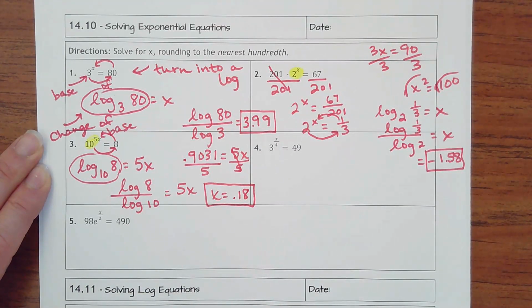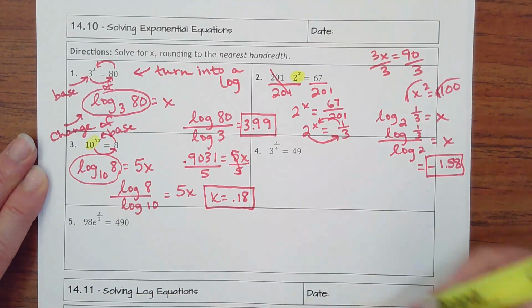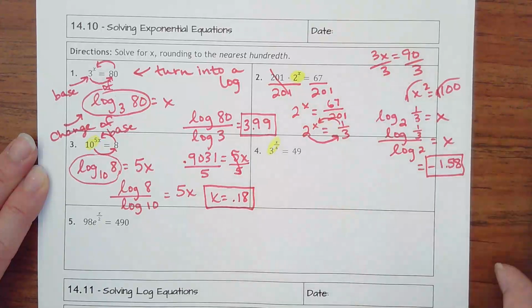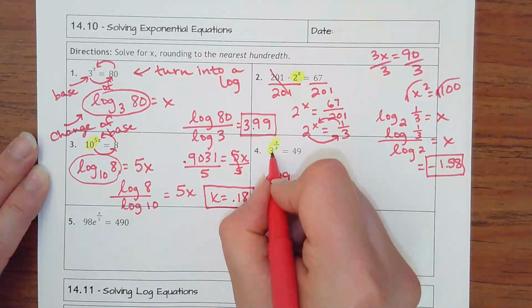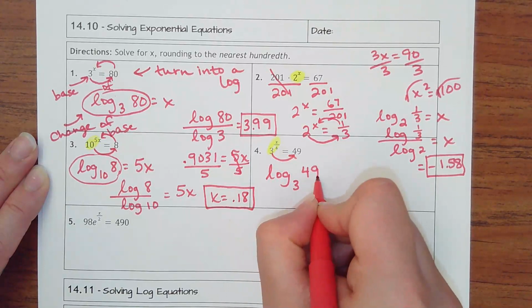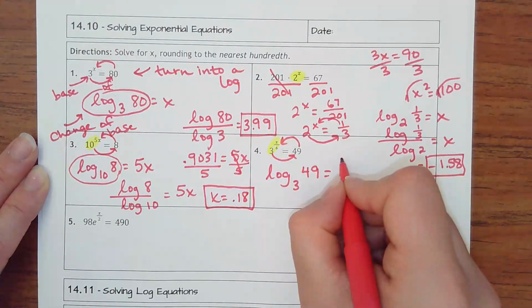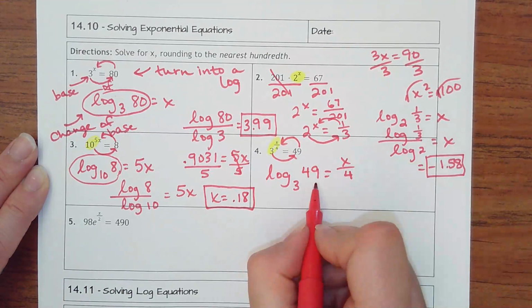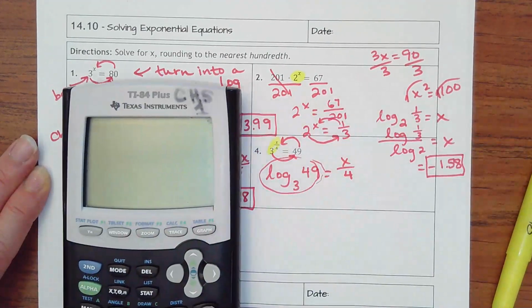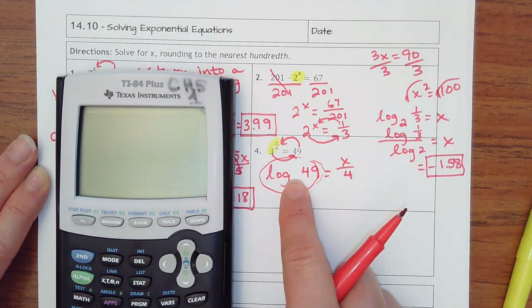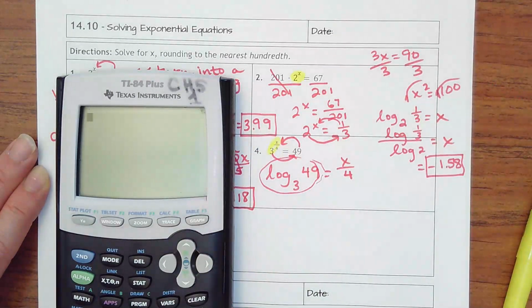All right, and then number 4 is similar to that too. The exponential part's by itself, so I'm going to turn it into a log. Base of 3 of 49 would equal the power of x divided by 4. So this part right here is going to get a number. I just know I'm taking log of 49 divided by log of 3.